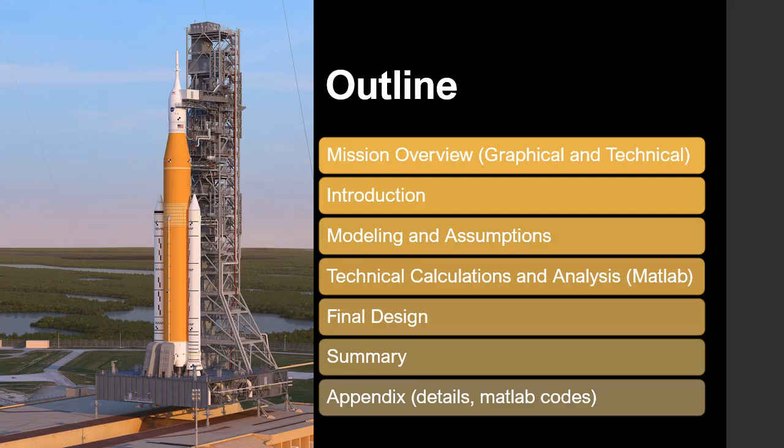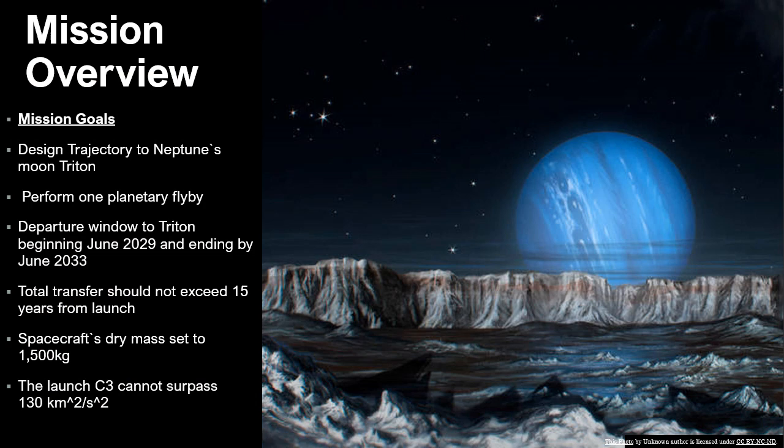Here's an overview of what we will cover in today's presentation, including a mission overview, both graphical and technical, an introduction, modeling and assumptions, technical calculations and MATLAB analysis, a final design with the selected architecture, a summary, and additional details in our appendix. We'll begin our mission overview by defining a high-level overview of the mission, and then observing each of 3 defined mission segments in detail along with technical calculations.